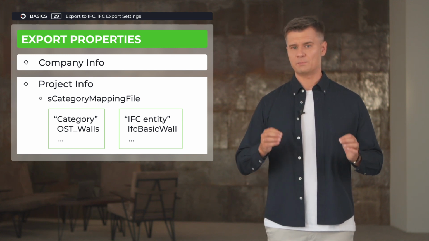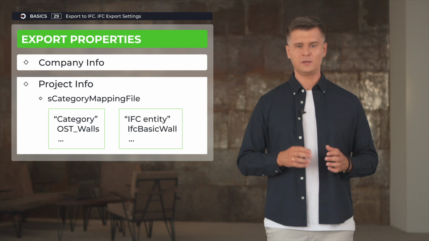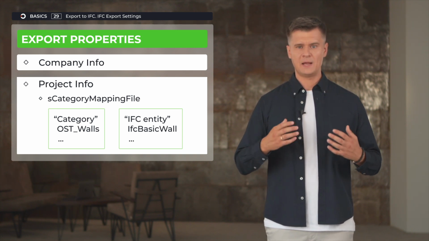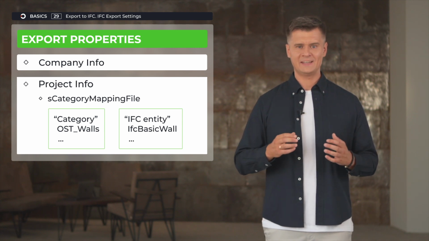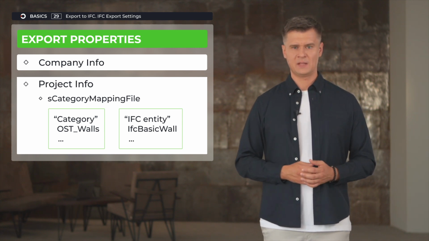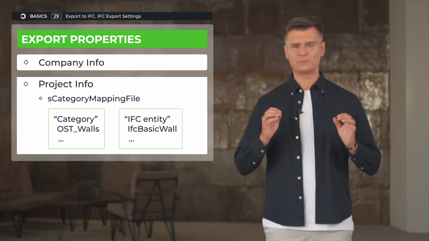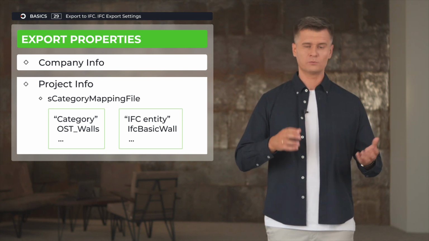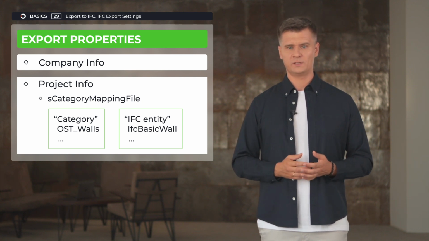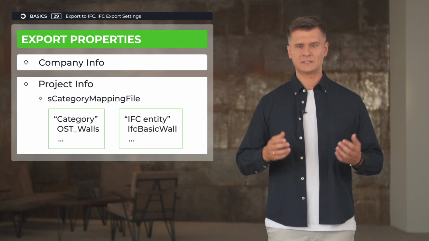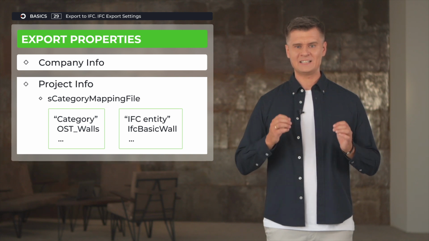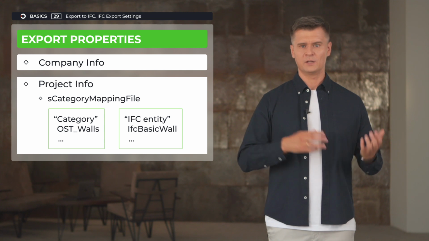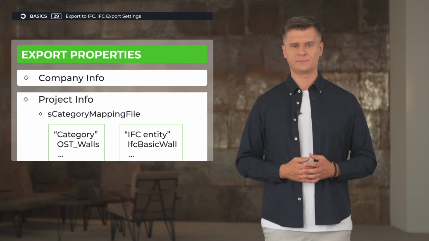But speaking of the project info, we should pay your attention to the following items: MS elements to export and MS exclude list, that allow us to explicitly specify the elements that should, or on the contrary should not, be exported. One more, MS category mapping file sets path to the file that defines BIM category to IFC entity mapping.